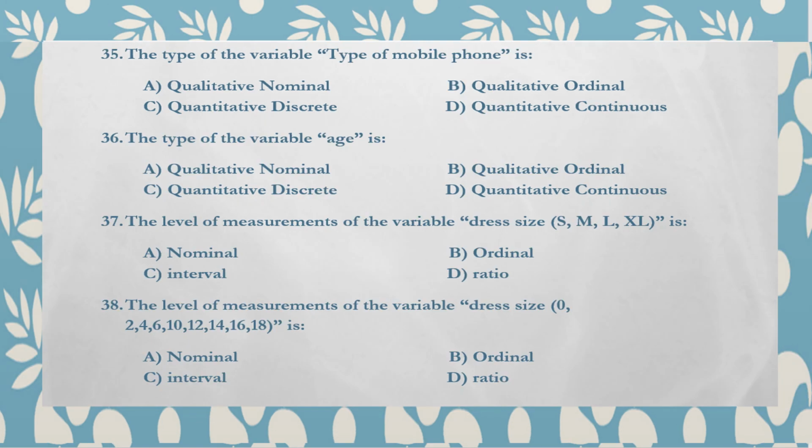The type of the variable type of mobile phone. The types of mobile phone are nominal data and cannot be arranged, so it's qualitative nominal. The type of the variable age. The age is quantitative continuous data as it is located between a specified range.